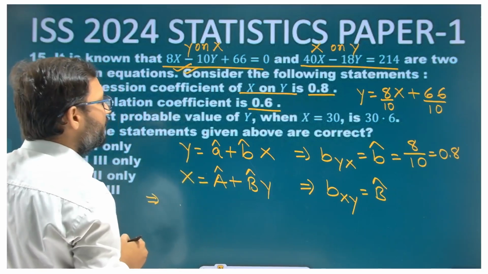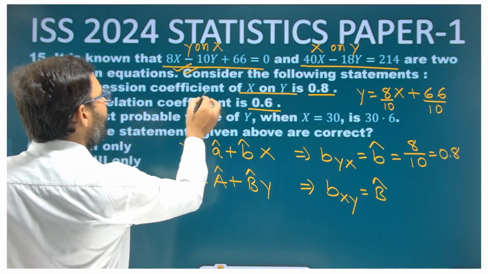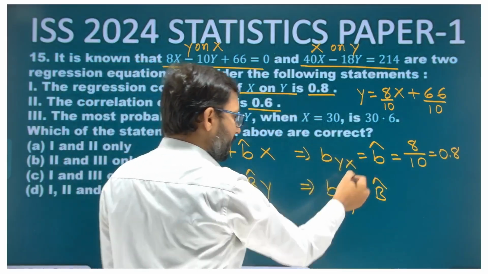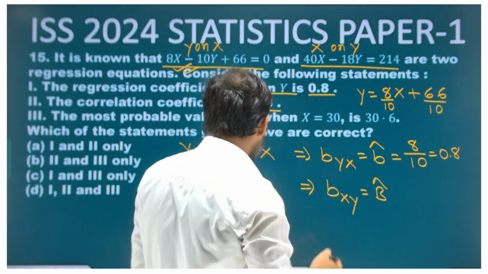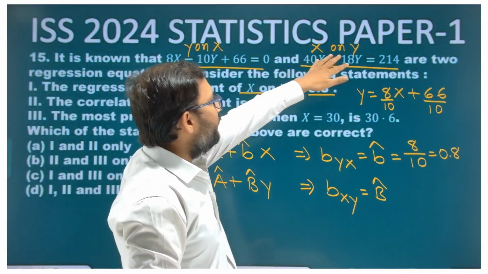Here there was also something like 0.8 given for the regression coefficient of x on y. So this is not byx. If the value of this comes out the same again, then we will see, but otherwise it is not coming. Now the second equation, let me see.